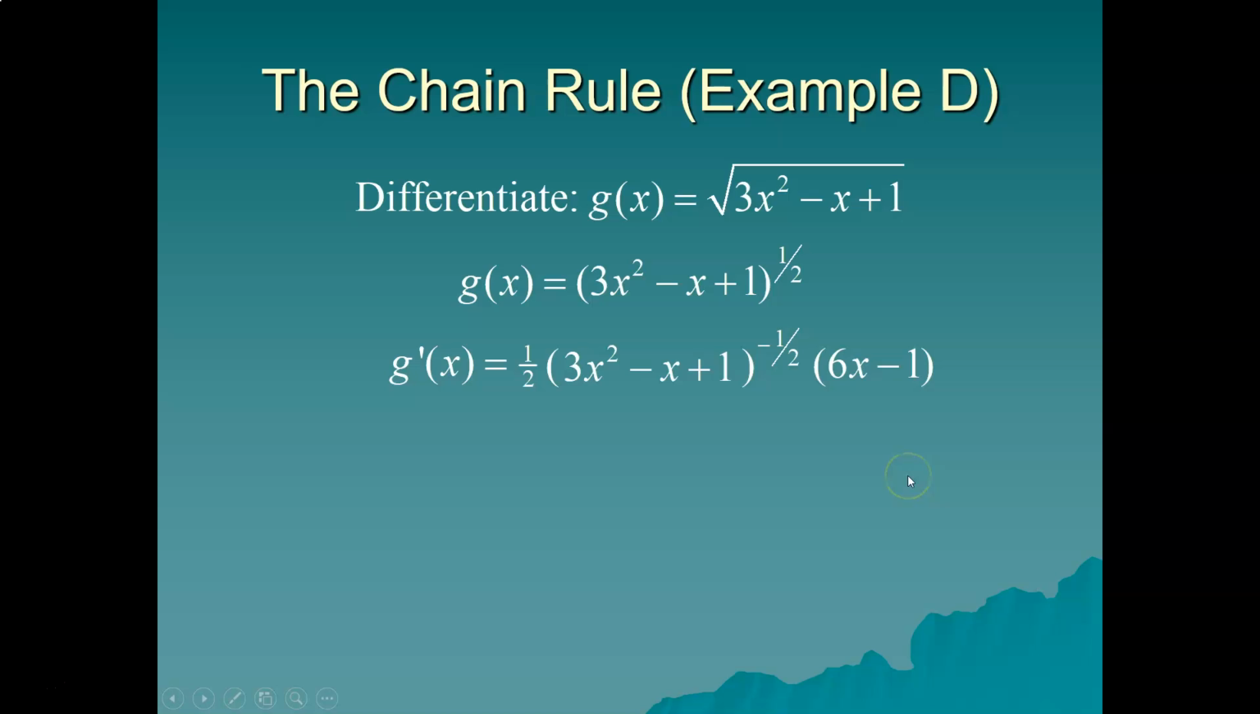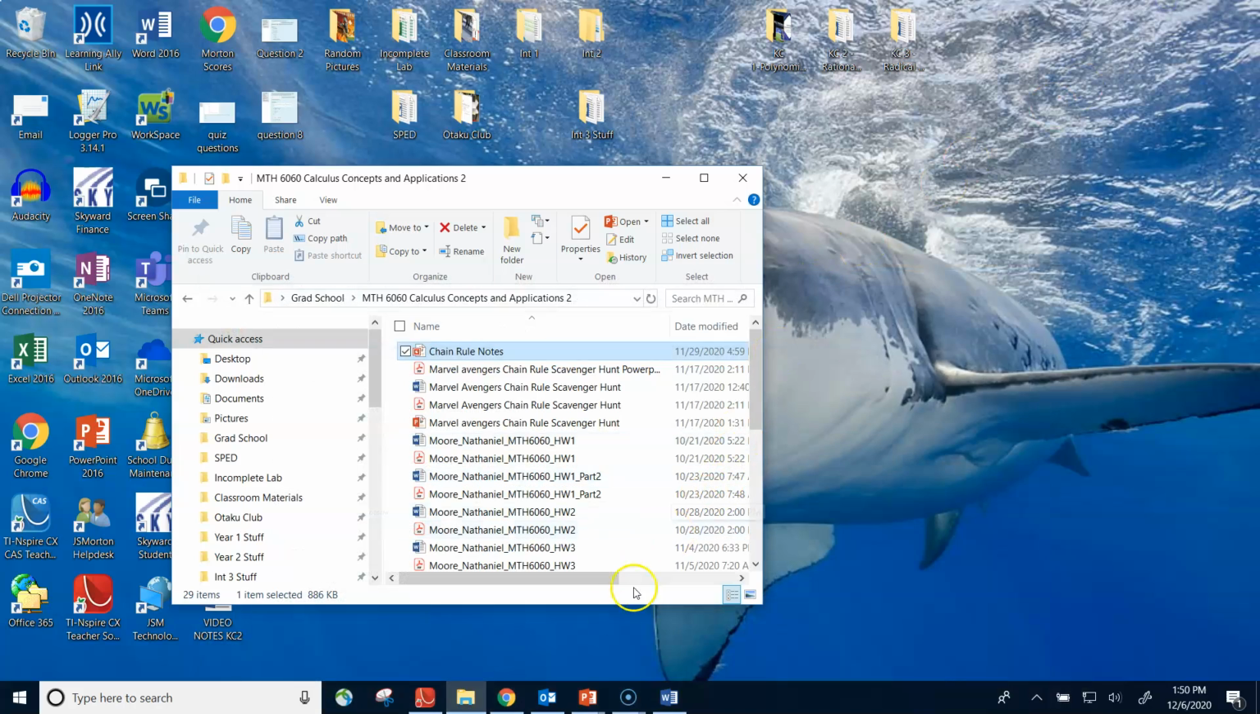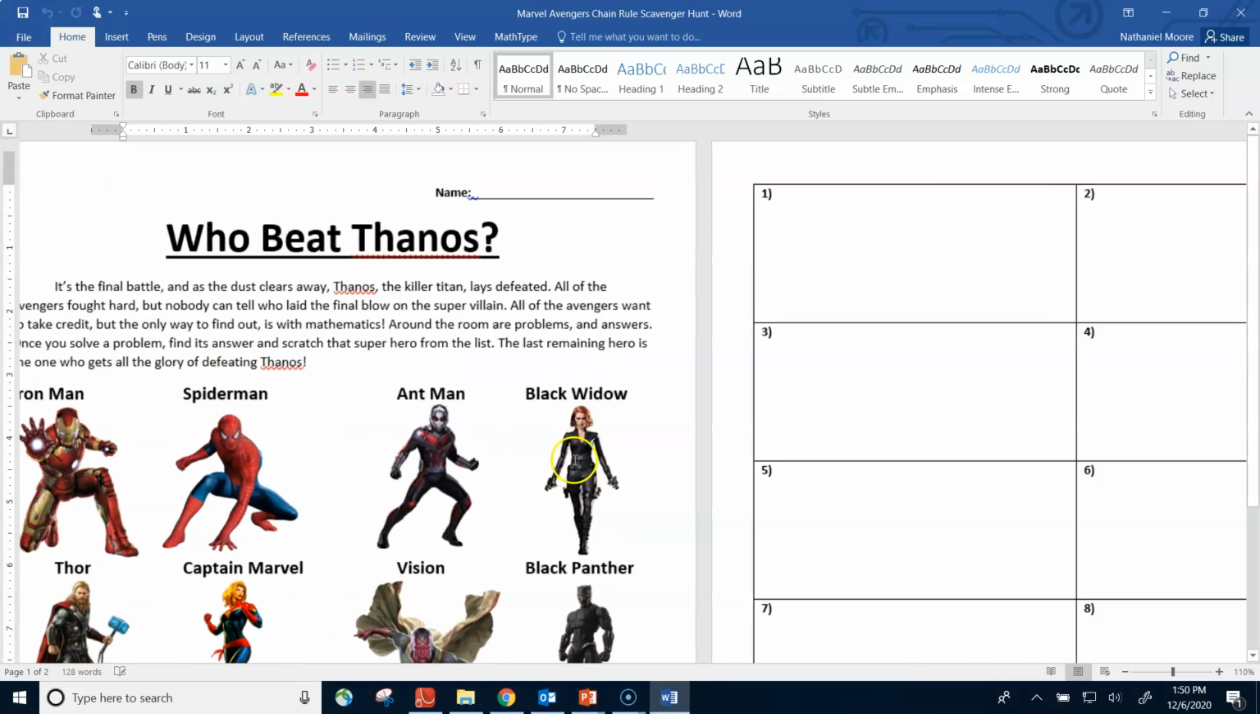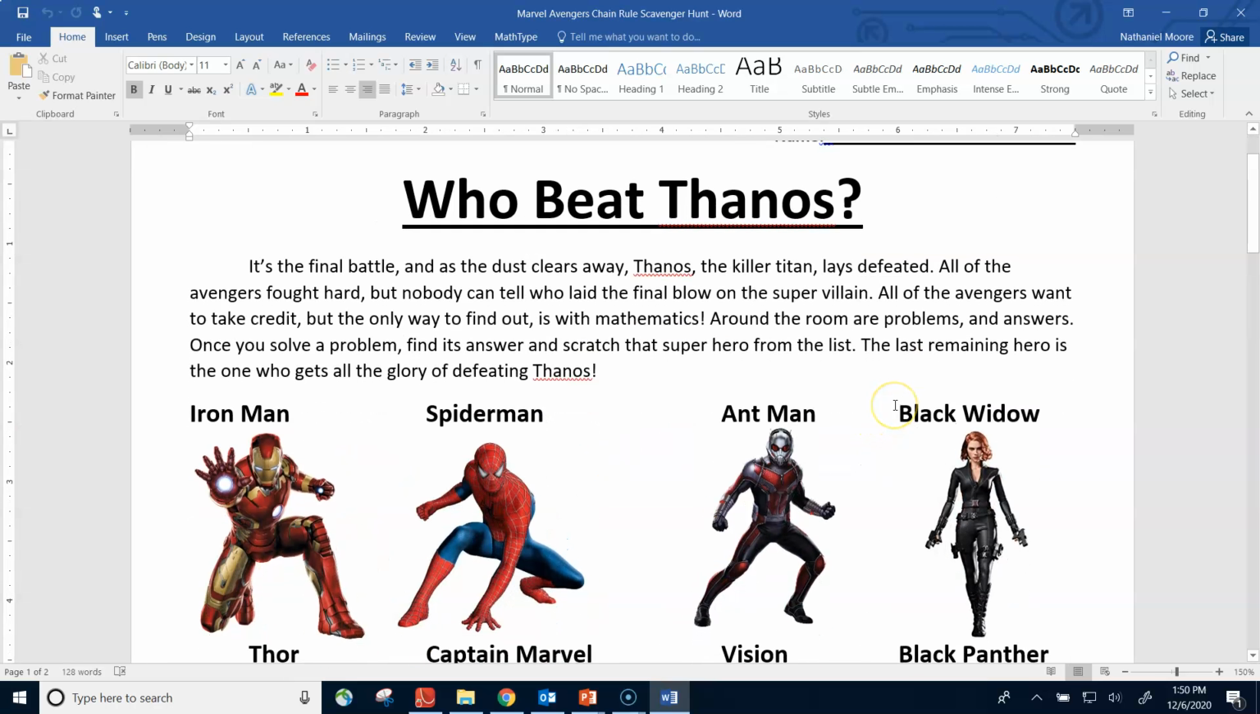Now, for today's activity, we are going to have an around the room activity that's going to involve Marvel Avengers. This activity is called Who Beat Thanos? So it's the final battle and the dust clears away. Thanos, the killer titan, lays defeated. All the Avengers fought hard, but only one. Nobody could tell who laid the final blow on the supervillain. All the Avengers want to take credit, but the only way to find out is with mathematics.